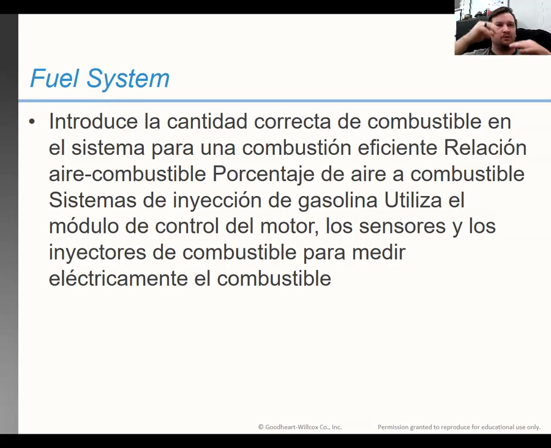So we got to make sure we're running the right air-fuel ratio, which is typically around 14.7 pounds of air to 1 pound of fuel. It can vary a little bit. We can be a little bit more lean to conserve fuel, or we can add a little bit more fuel to make a little bit more power, depending on what we're trying to do with the vehicle. But it's going to be around that 14.7 to 1 ratio, like I was saying, 14.7 pounds of air to 1 pound of fuel.